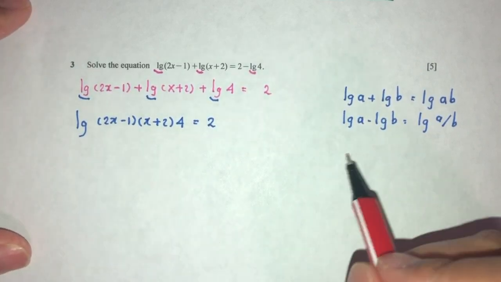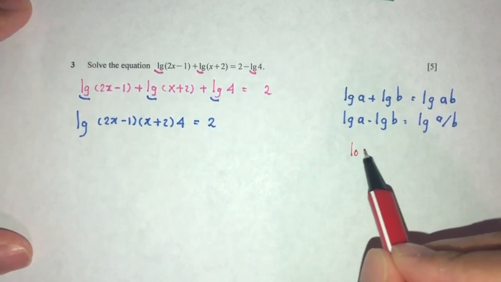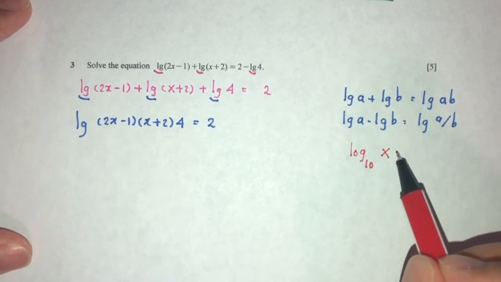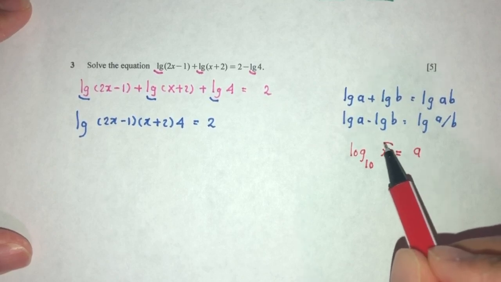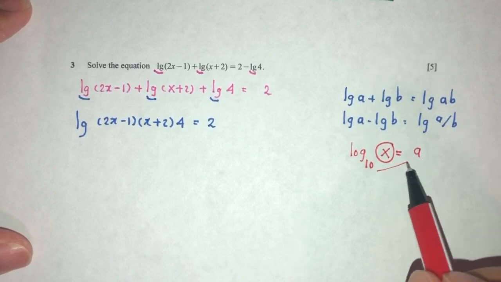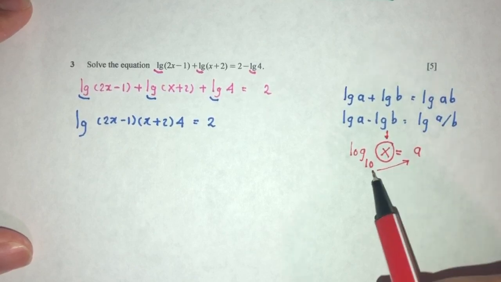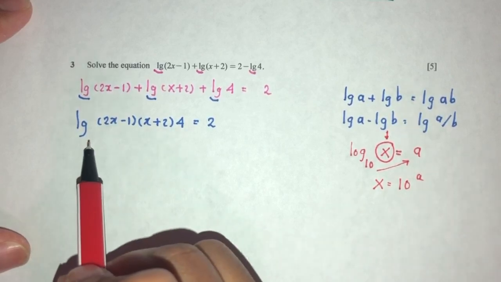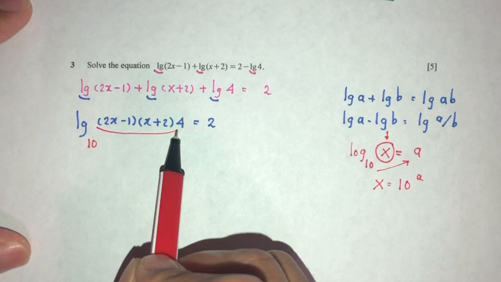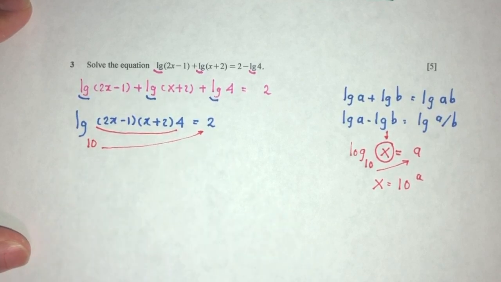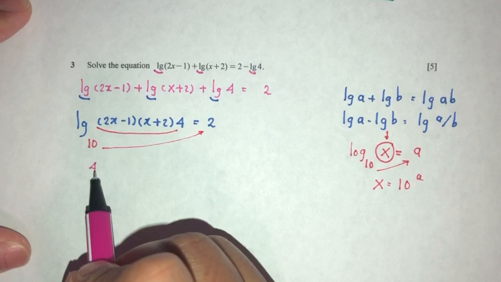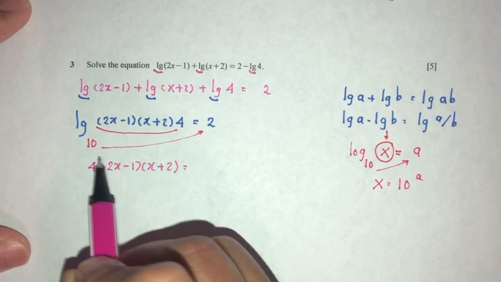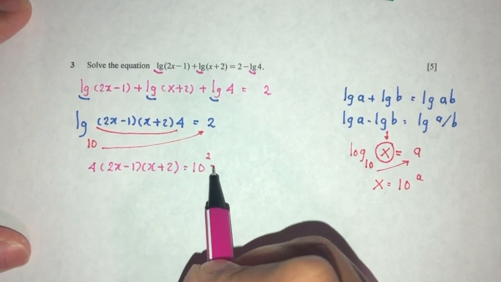Now finally, what is log? Log is the base of 10. Right? Now let's say we have log x is equal to the value of a. I want to find the value of x, so what do I have to do? I have to send the base over here. So to find the value inside, I have to send the base over here. So x will be the value of 10 power a. So similarly, here I'll have 10. To find the value inside, I have to send this over here. Therefore, we have to break this down. That will become 4, 2x minus 1 times x plus 2. That will become 10 power 2, which is simply 100.